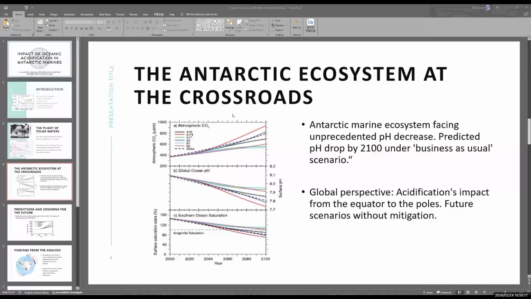Then we'll talk about the Antarctic's ecosystem at the crossroads. The organisms inhabiting the Southern Ocean and the adjacent Antarctic waters are thus on the precipice of enduring potentially detrimental pH and calcium carbonate conditions. As we speak, the pH of Southern Ocean surface waters has already decreased by approximately 0.1 units, and projections suggest a further decline by about 0.3 units by the year 2100 under the business as usual scenario, leading to carbon dioxide levels exceeding 1,000 μatm.